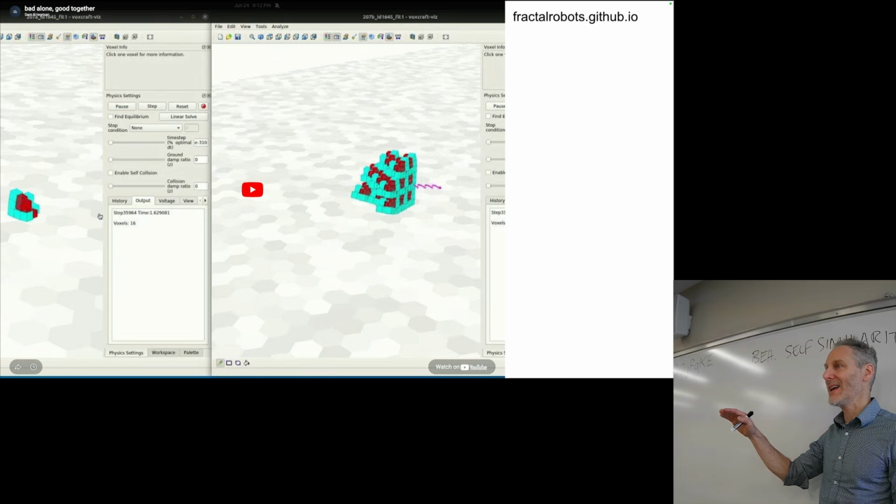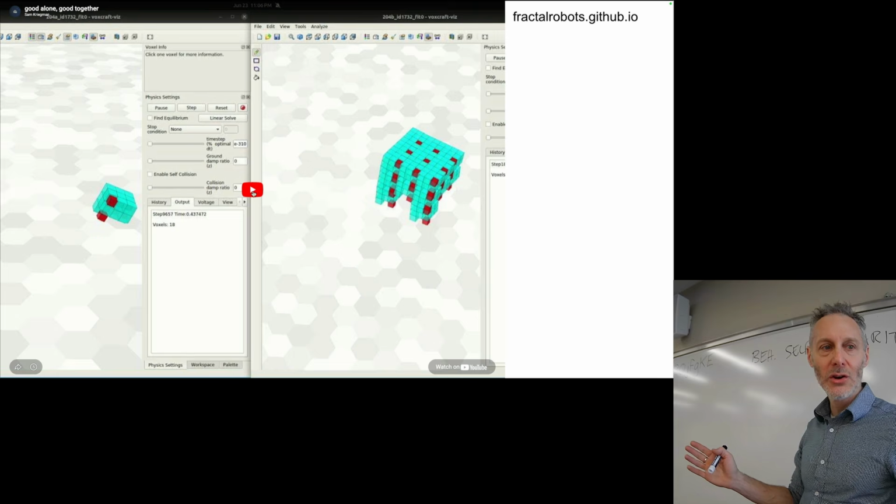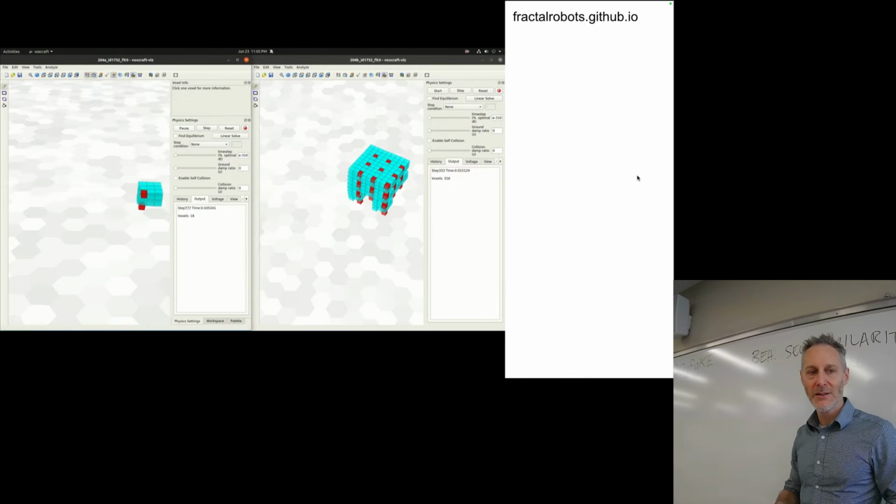The CPPN figured out how to get one of the two robots to do the right thing, either the small one or the big one. We wouldn't be talking about this experiment if we didn't get the result you're about to see, which is good alone and good together.